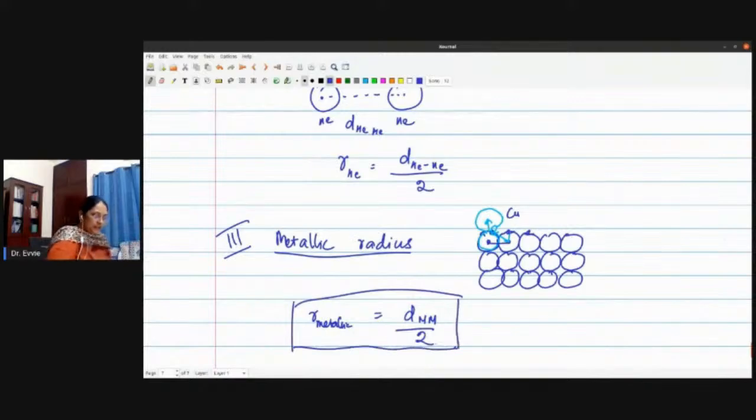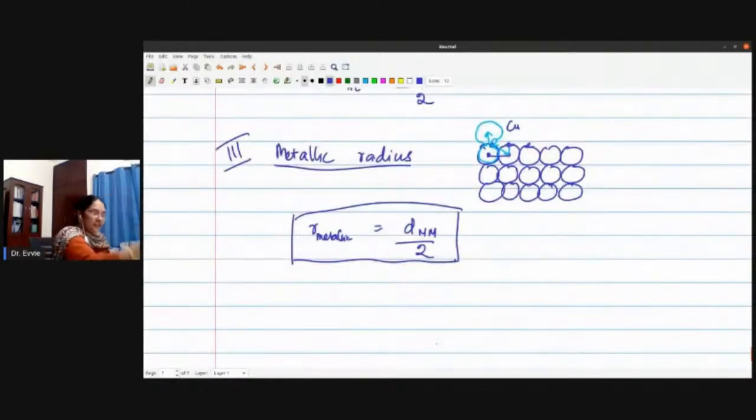Now I have a question. We have studied the metallic radius, the van der Waals radius, and the covalent radius. Can anyone tell me which radius will be highest among these? Yes, can you all think about it? Which radius will be the biggest and which will be the smallest? Can you all try?